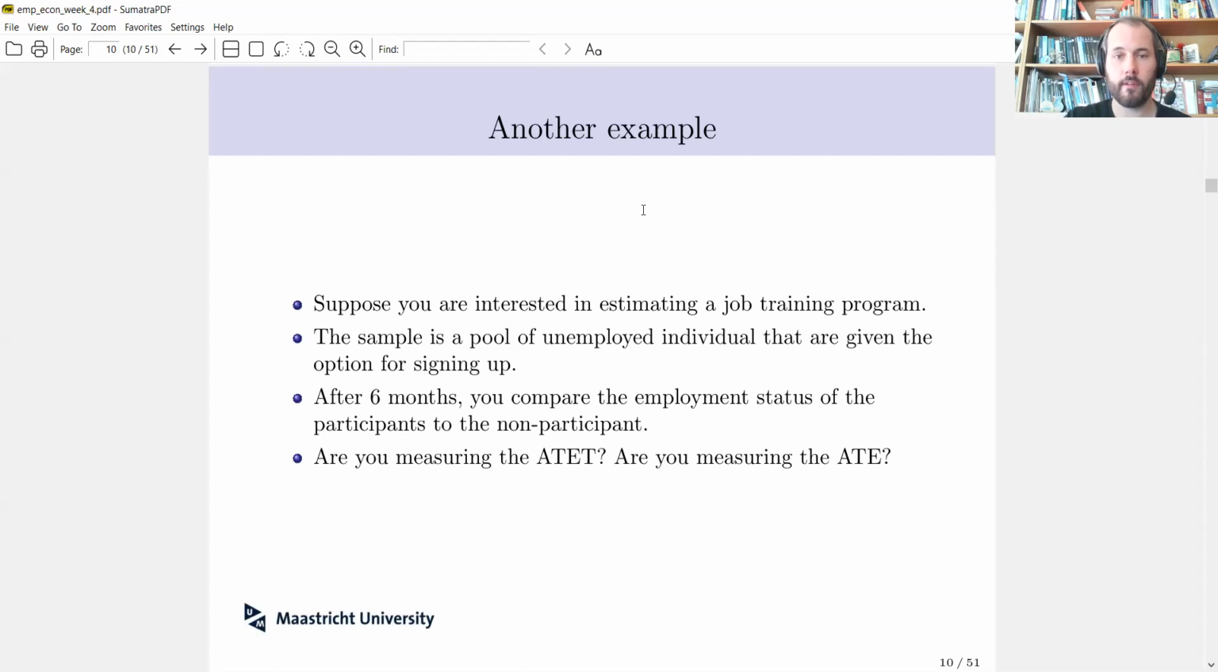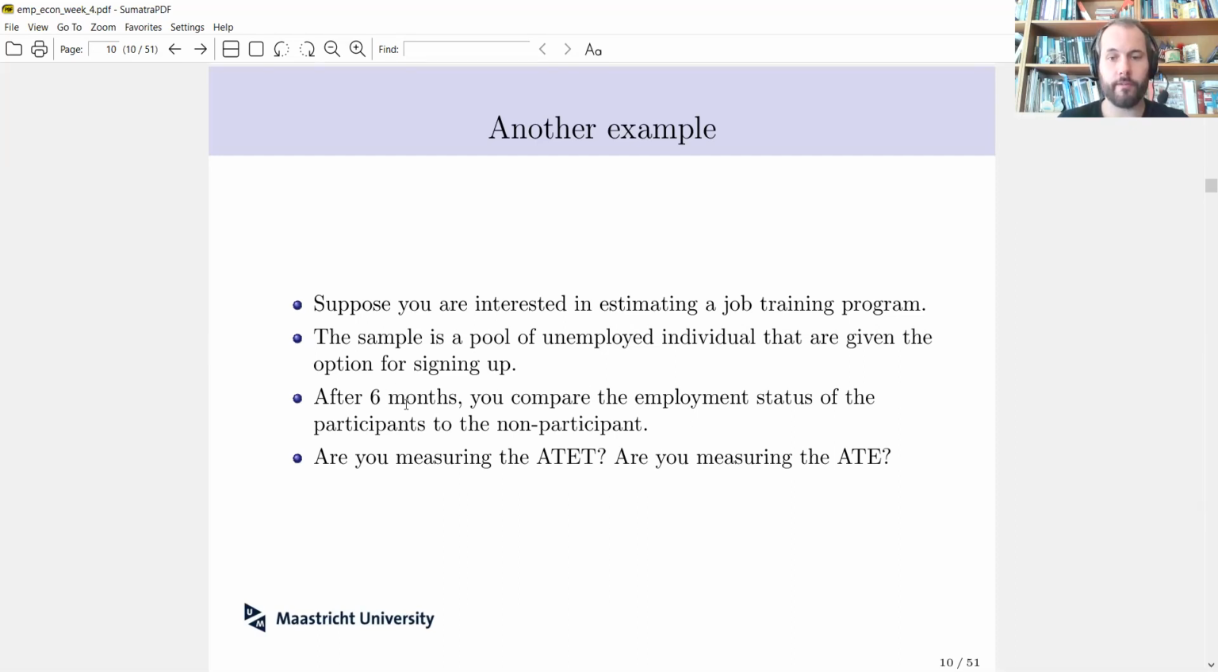Just another example, which is going to be our running example. It's a job training program, to make this a little bit more economic. So we want to estimate the effect of a job training program, and we have a pool of unemployed individuals, and we tell them, okay, guys, look, you have the option to sign up for this job training program. And of course, you want to know what was the effect.